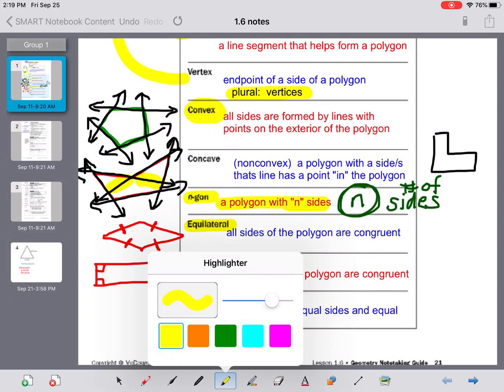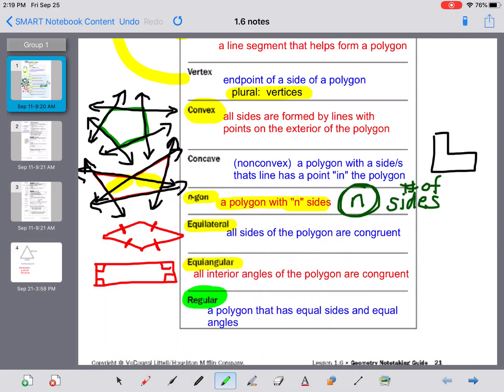I'm going to find a new highlighter color, I guess, because I can. Regular, okay? I can't stress to you enough. This little word sneaks into sentences, and it is so very important. You need to know this word regular. We need to use it. We need to know what it is when it's being used. This is a polygon that has both equal sides and equal angles, okay? So I have 4 sides that are equal, and I have 4 angles that are equal.